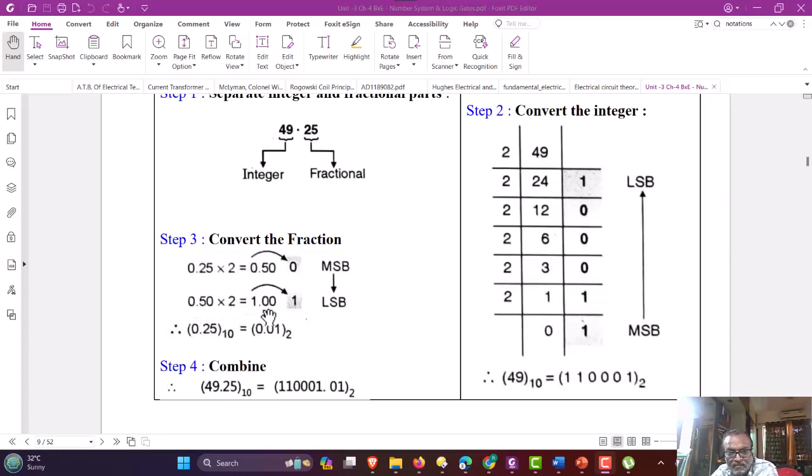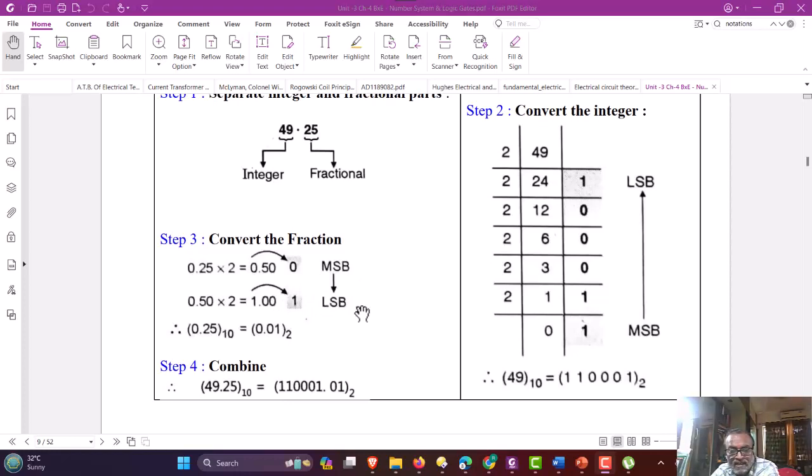Again multiplied by 2, you are getting 1.00. So the carry is 1 and the fractional portion is 0.00. 0 will be multiplied by 2, and the process will automatically stop. So here you are getting the first carry, that is 0, as MSB, and the last carry as LSB.